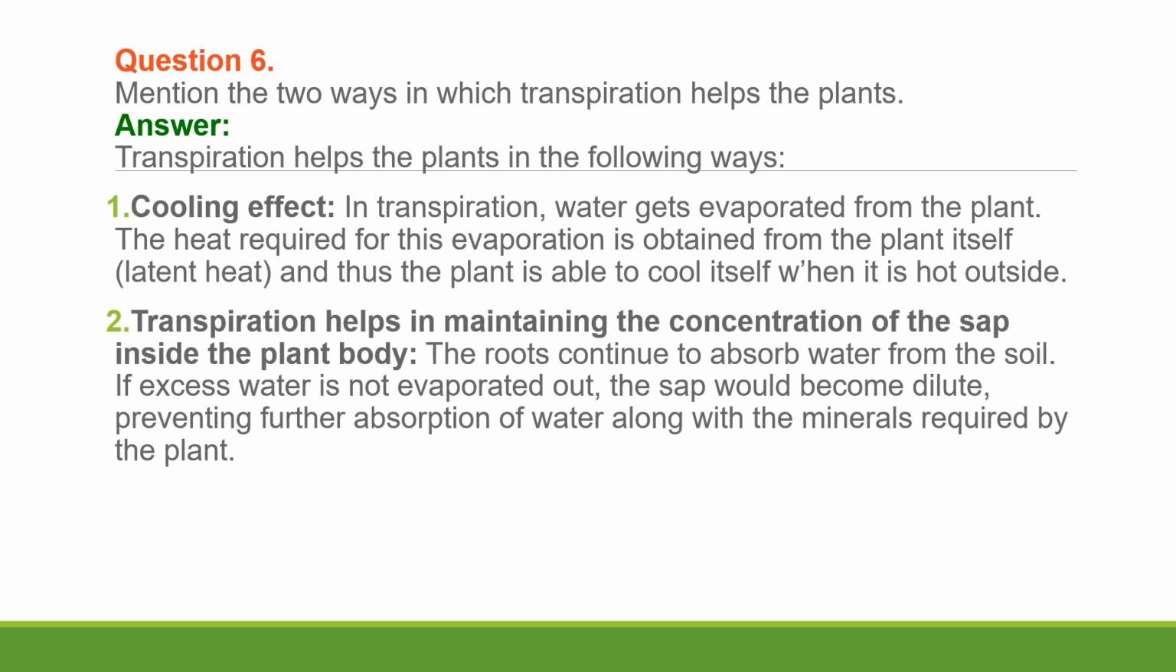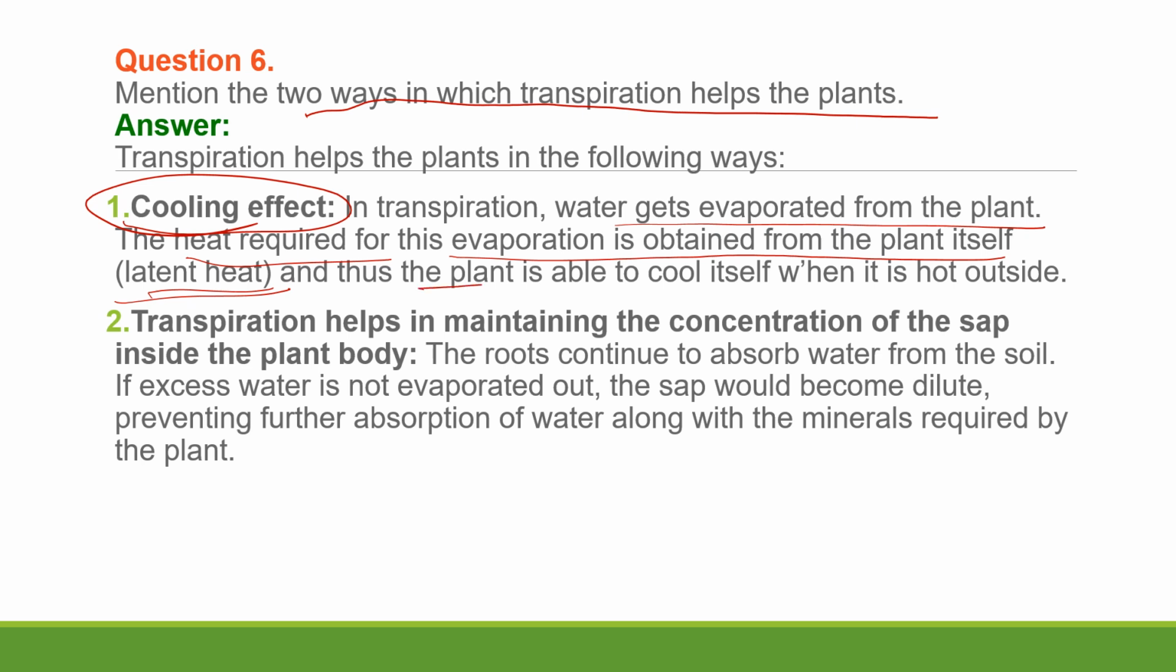Now here, mention two ways in which transpiration helps the plants. The first main help is the cooling effect. Water gets evaporated from the plant. The heat required for this evaporation is obtained from the plant itself, and this is the latent heat. You all have studied latent heat in physics, right? So thus the plant is able to cool itself when it is hot outside.